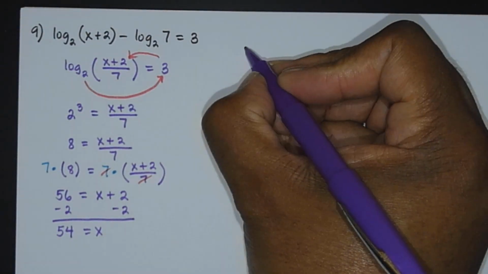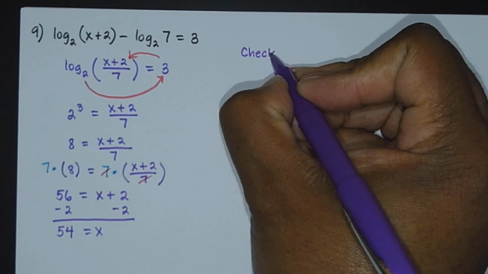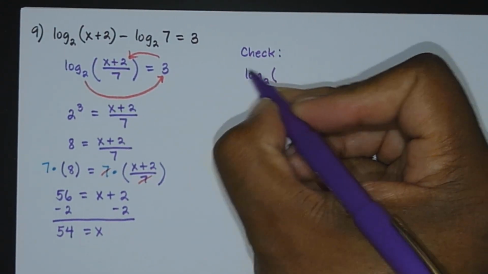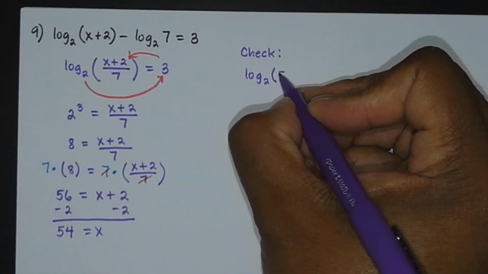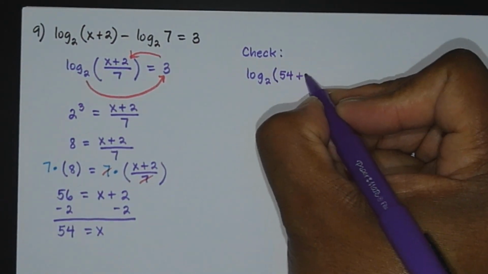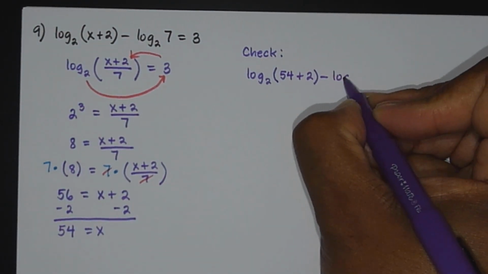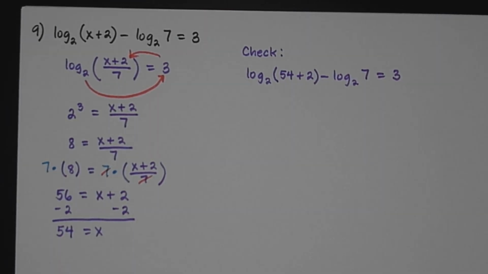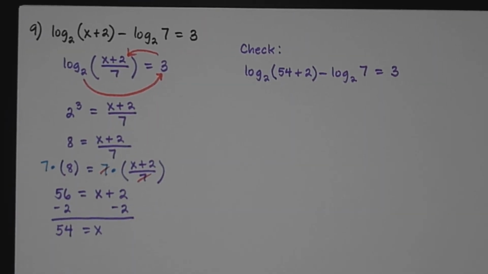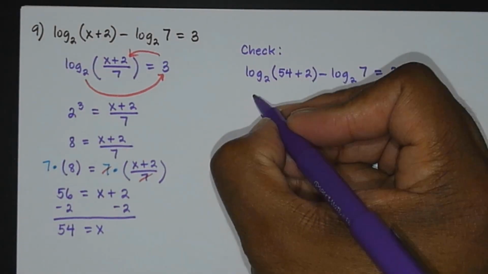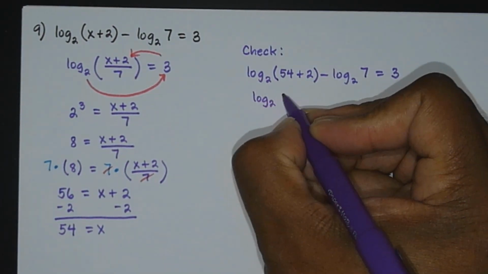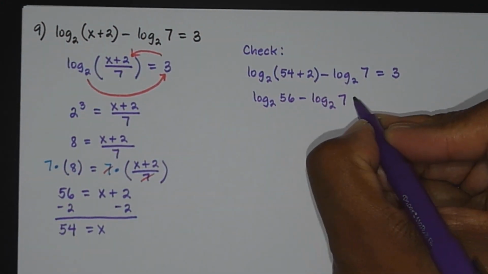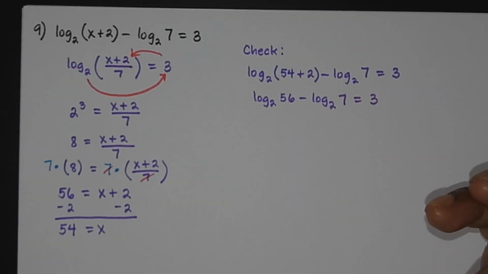With these logarithmic equations, you must do the check. So using the original equation, I'm going to replace the x with my proposed solution of 54. So I have log to the base 2 of 54 plus 2 minus log to the base 2 of 7. That needs to be equal to 3. Now 54 plus 2 will be 56, so it'll be log to the base 2 of 56 minus log to the base 2 of 7. This should equal 3.